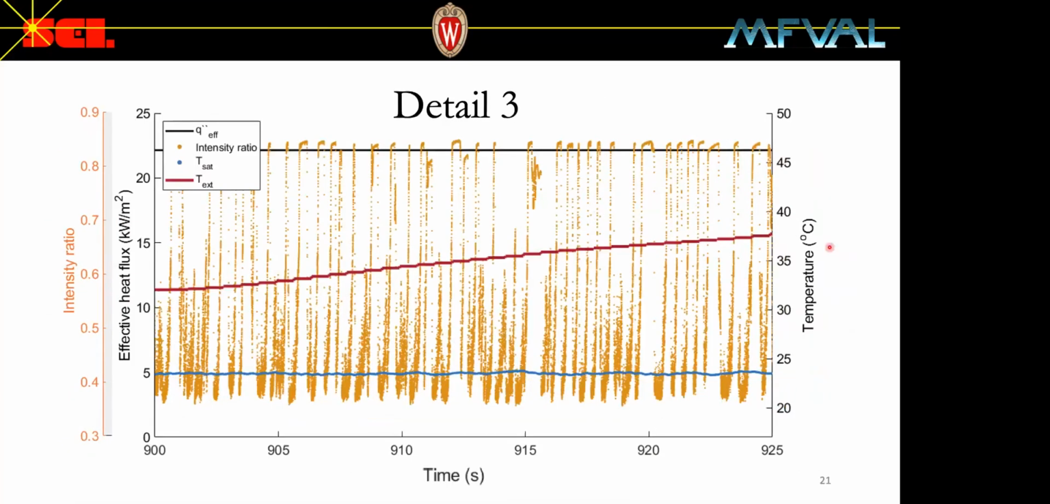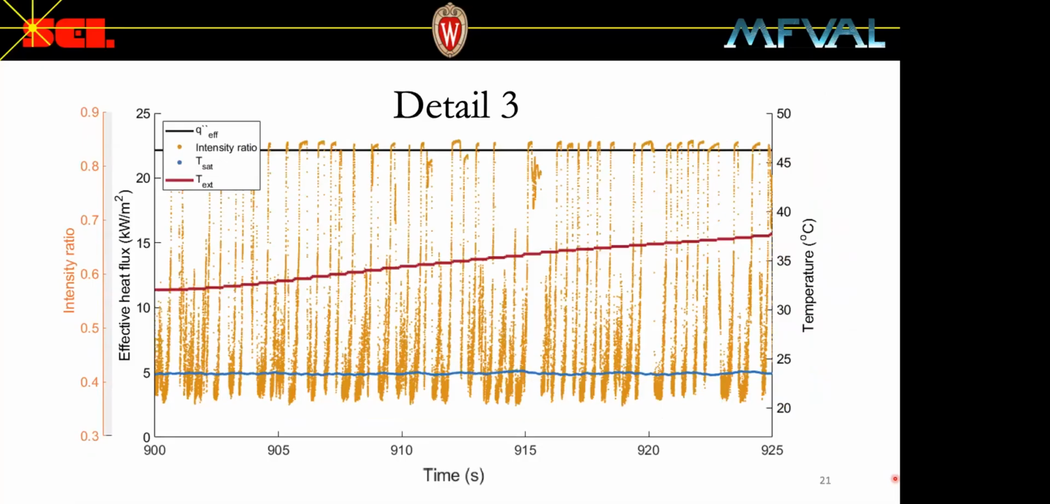So finally, at approximately 850 seconds, the supplied heat flux is increased to 22 kilowatts per meter squared, which is an increase of less than 5% from the previous value. And this small increase in heating power results in a large reduction in the heat transfer coefficient, which is seen here as a runaway temperature condition.